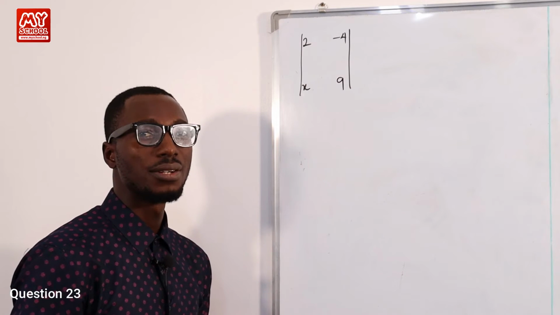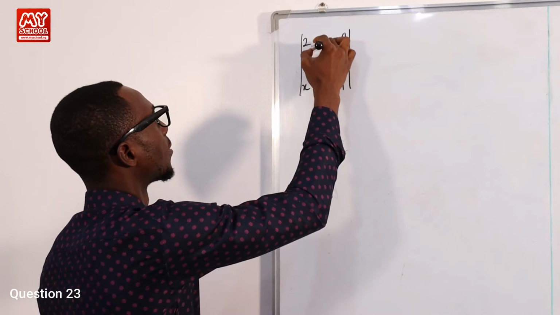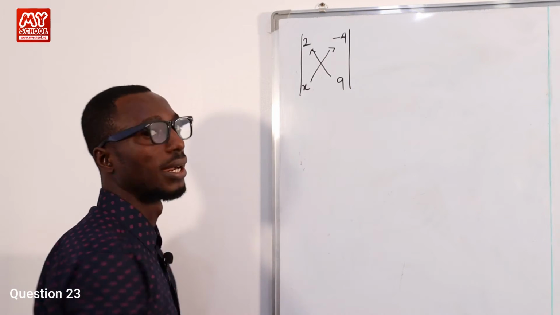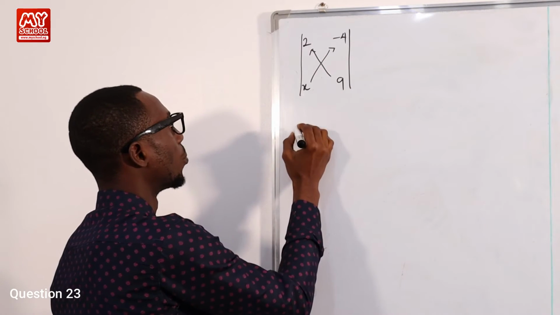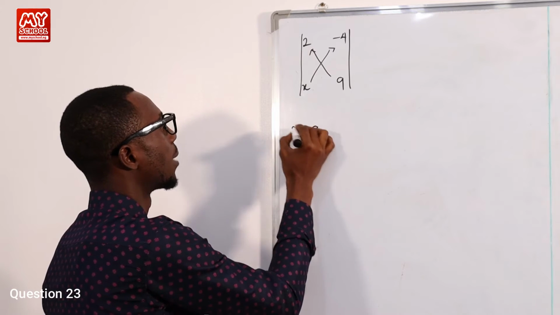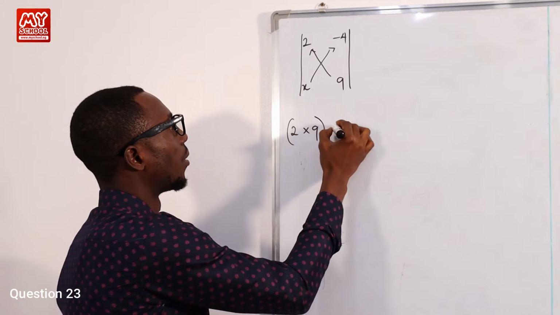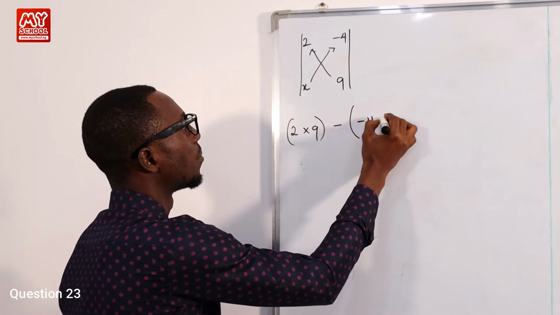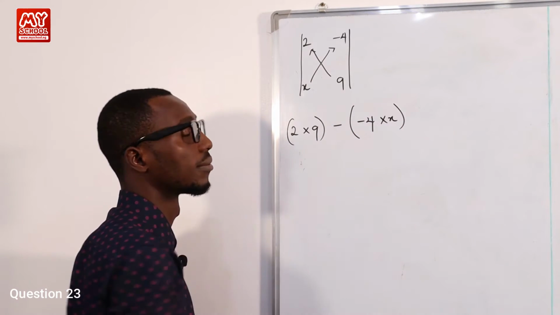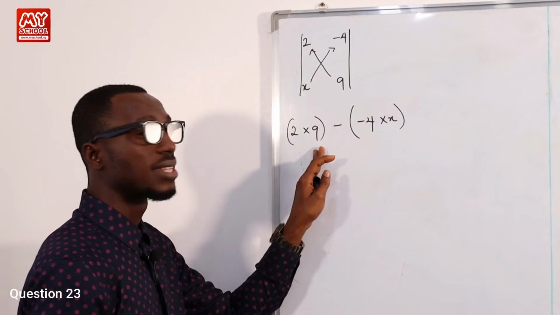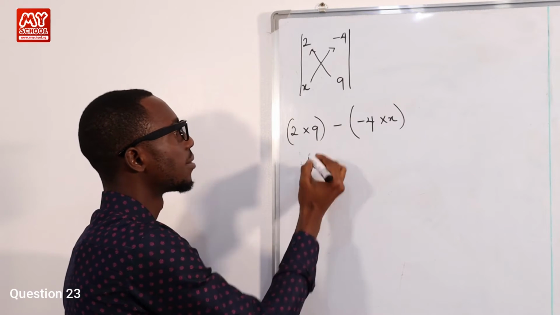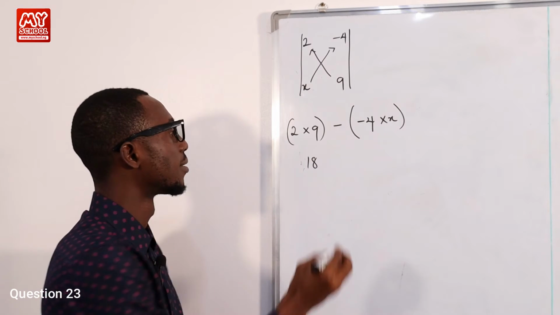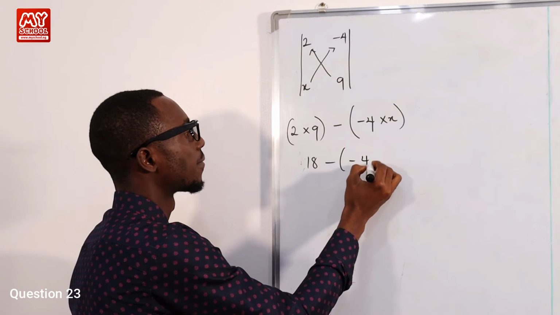So solving a square matrix is very easy. You bring this together and this together. So we'll have 2 multiplied by 9 minus minus 4 multiplied by x. 2 times 9, 18. Minus 4 times x, that's minus 4x.